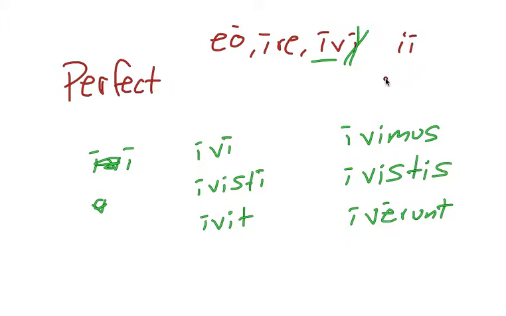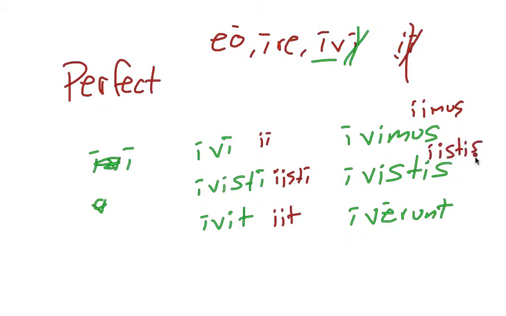Eo does have an alternate third principal part, ii, so two eyes. So if you were to conjugate it using those principal parts, then you would just take off the i, and then your stem would be an i. So it could be ii, isti, iit, iimus, istis, and ierunt. Okay, so just know that there is an alternate conjugation for the alternate third principal part, and that works for pluperfect and future perfect as well.